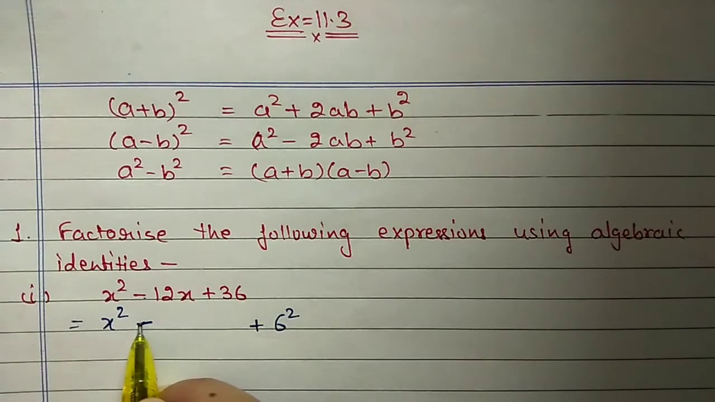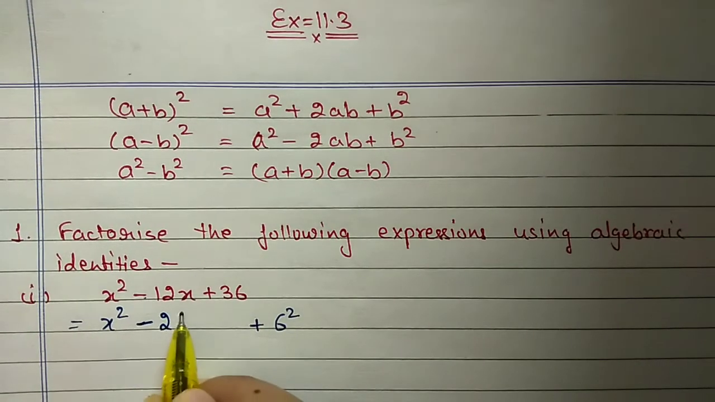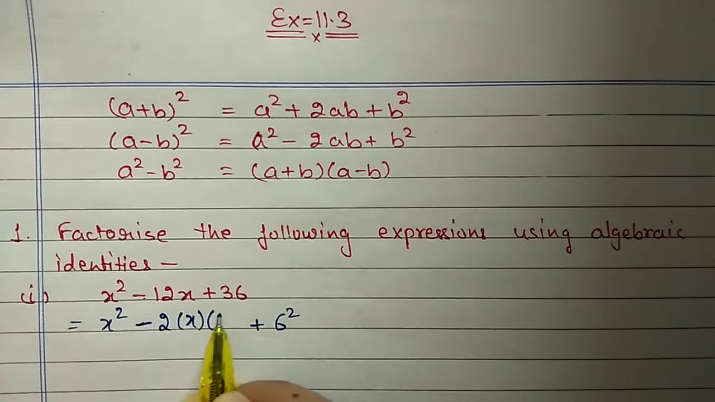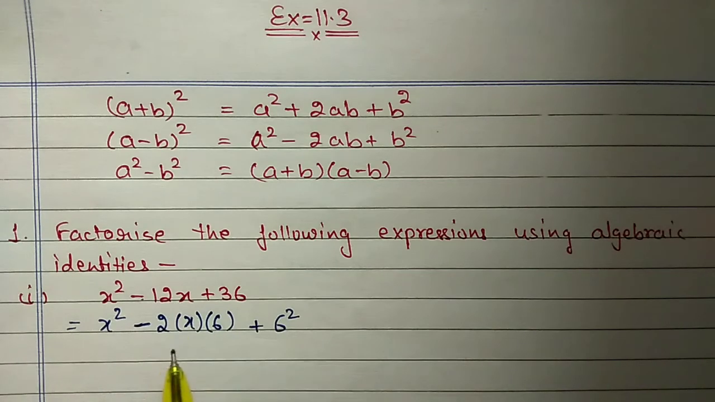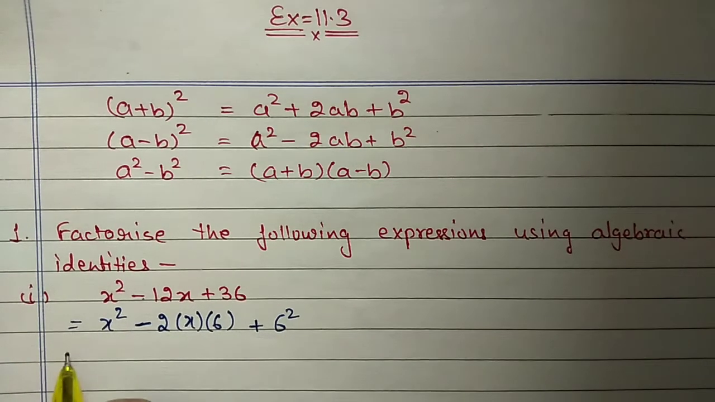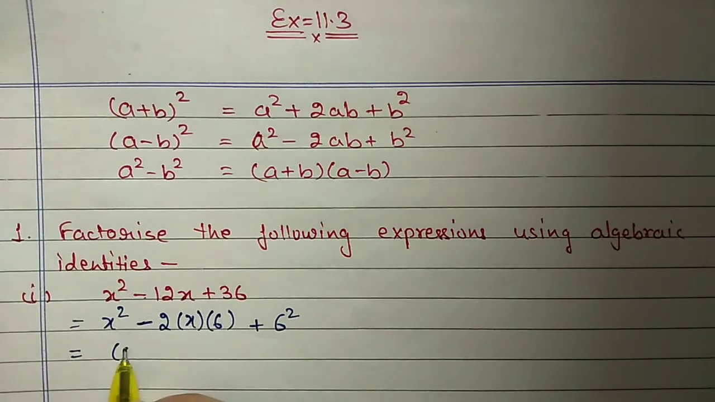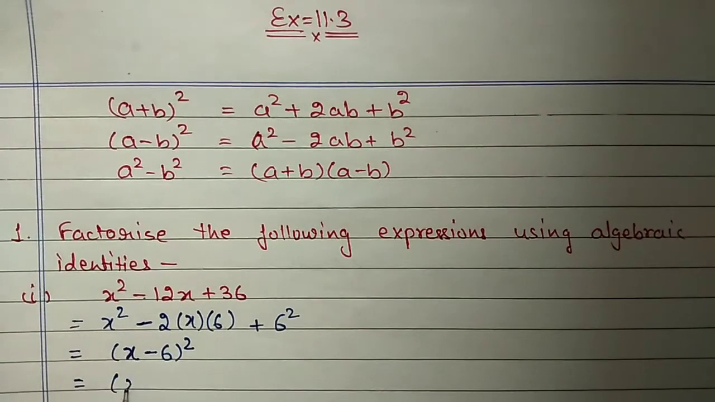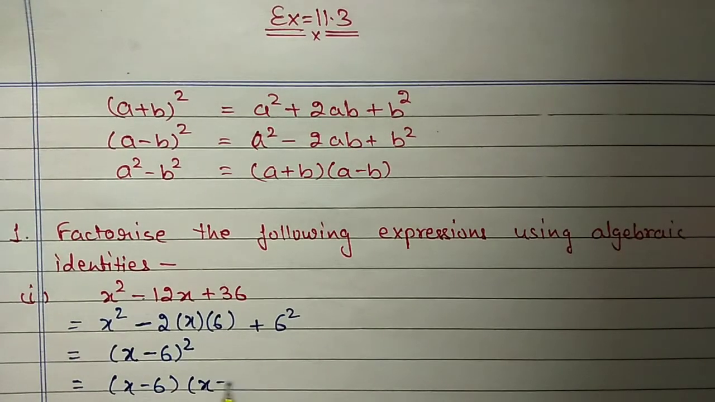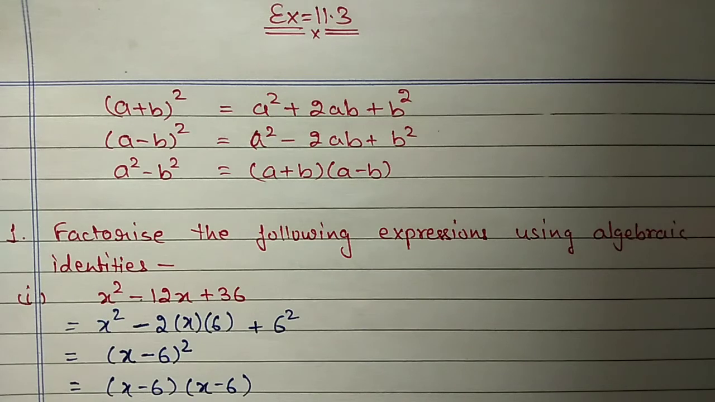So the minus symbol will be as it is, 2. a is here x and b is here 6. And check whether you are getting the same thing: 2 into x, 2x into 6, 12x. So 12x we can split as 2 into x into 6. Now it is a square minus 2ab plus b square, so this thing we can write as (a minus b) whole square. So in place of a we have x, in place of b we have 6. So we can write it as (x minus 6) whole square, or we can write it as (x minus 6) into (x minus 6), means this thing is coming 2 times.